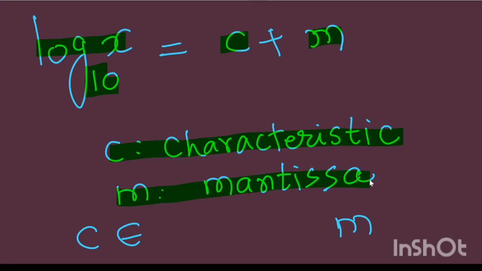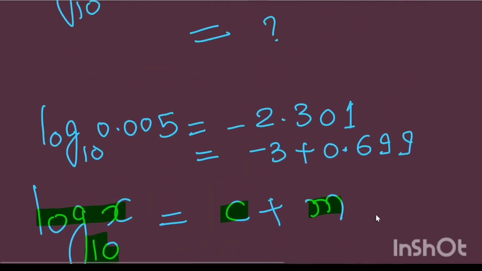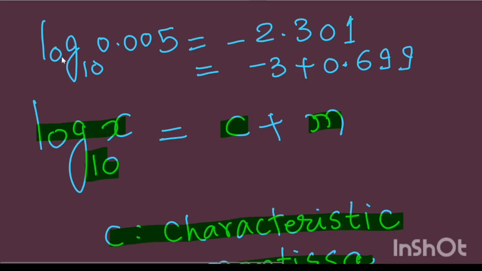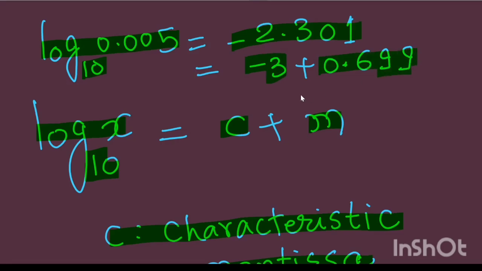M stands for mantissa. So the value of log x base 10 can be expressed as c plus m. So what is c and what is m? It's like this, guys. If log 0.005 base 10 has the value minus 2.301, it is expressed as minus 3 plus 0.699. So minus 3 is what we call the characteristic, and m is a positive fraction, which is called mantissa.